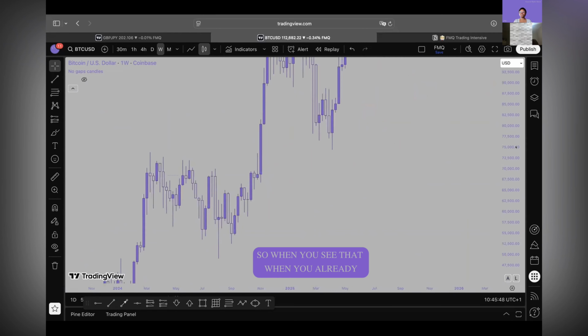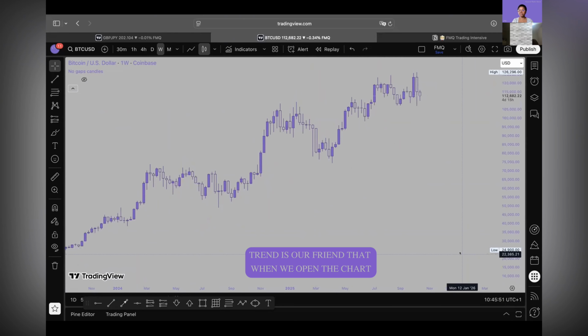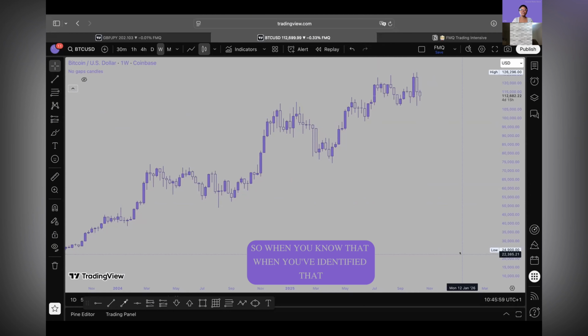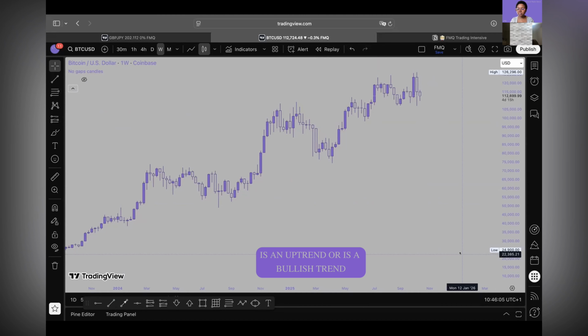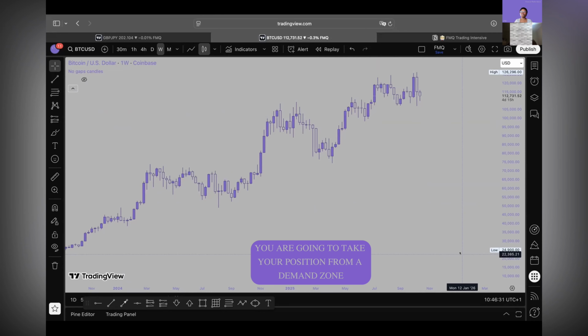When we've already established that trend is our friend, when we open the chart, the first thing we want to look out for is the direction or the trend of that chart. When you've identified that the direction of this particular chart is an uptrend, a bullish trend, what are you looking for? You're looking for a support zone. If a chart is on an uptrend or is bullish, you are going to take a position from a demand zone or from a support level.